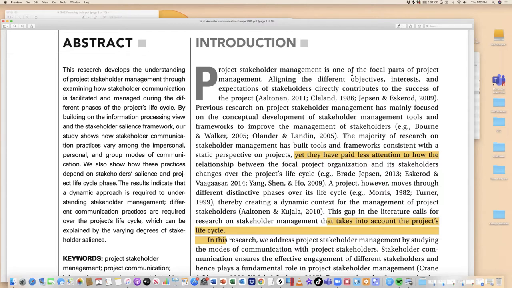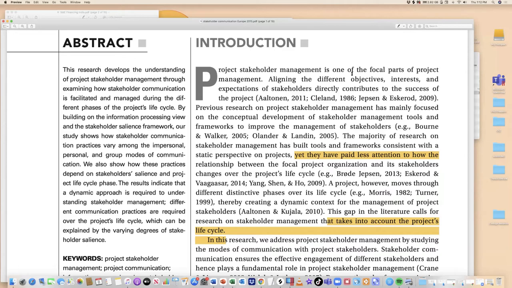You start and you just end. You don't look at the fact that projects go through cycles and they can be dynamic. A project, however, moves through different phases over its life cycle, thereby creating a dynamic context for management of project stakeholders. This gap in literature calls for research on stakeholder management that takes into account the project's life cycle. Very, very interesting.